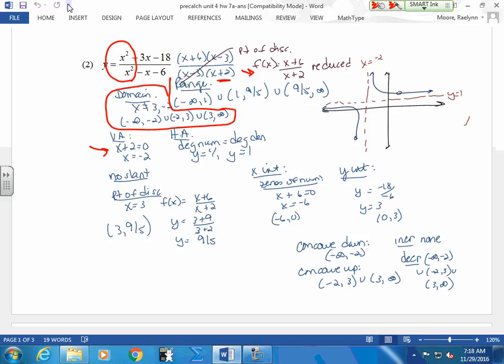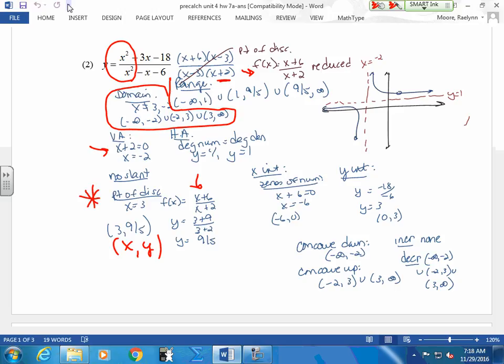Point of discontinuity, make sure you bring that down. Make sure you substitute it back into the one that's reduced, not into the original one, because it won't work in the original one. So find your point, because it's an XY point. Find your point, and just kind of put a little open circle in your graph somewhere.